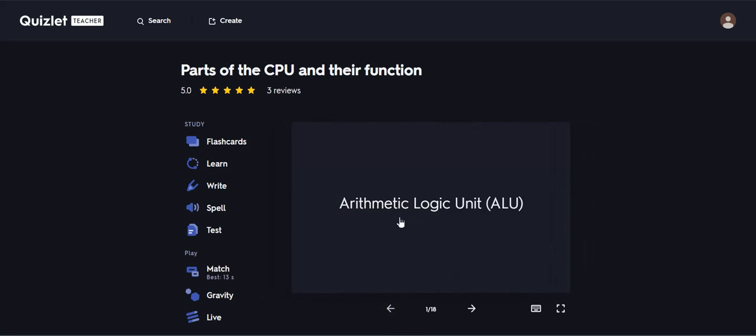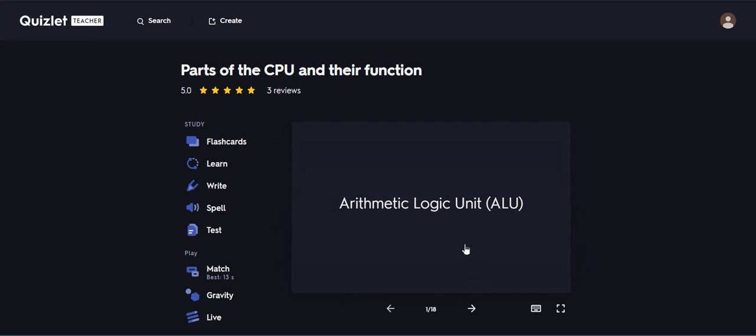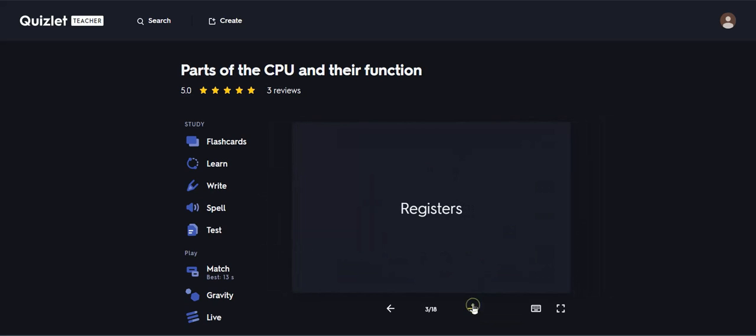Remember, so far we did the arithmetic and logic unit. That's doing the arithmetic, logic, and comparisons. And then we spoke about the control unit, which is like the boss, directing the flow of data or instructions throughout the computer system. Okay, moving on.